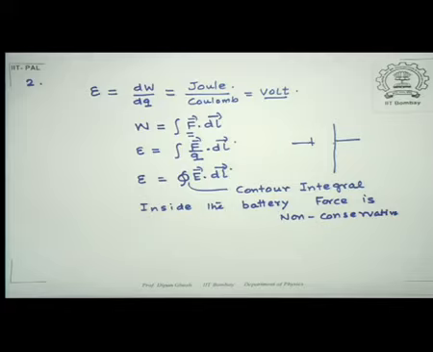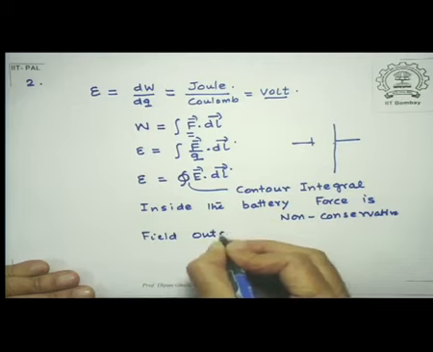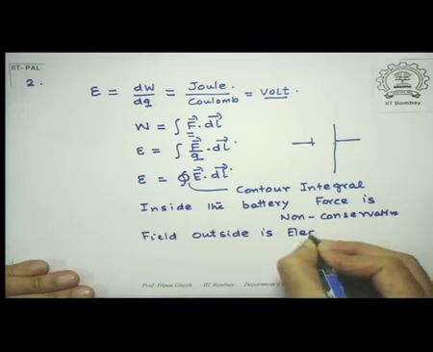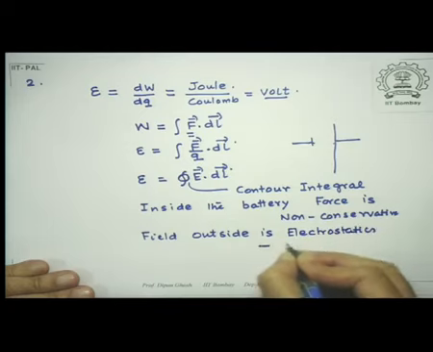Now outside, everything is, nothing changes really. You have to, of course, say that once the transient currents are gone, everything is time independent. So outside, the field is an electrostatic field. By definition, an electrostatic field, as you have learned, is a conservative field.